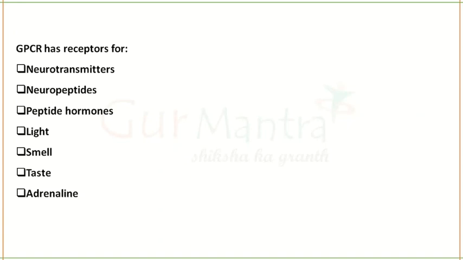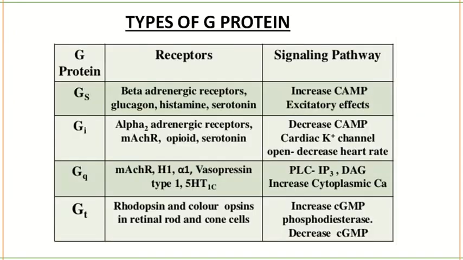When they bind to their respective receptor, it is a message for the cell to do some action in response to the ligand. Okay. So there are several types of G protein, and based on that their action also differs. So basically G proteins are in the types like GS, GI, GQ and GT.